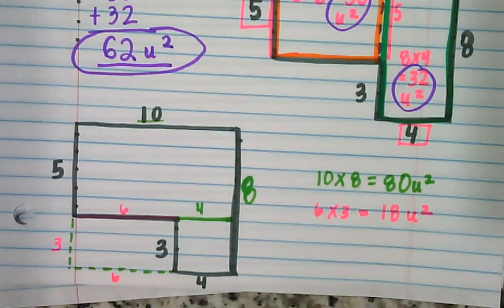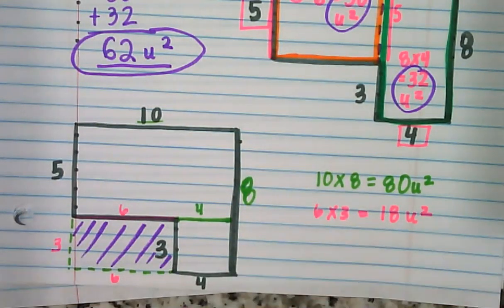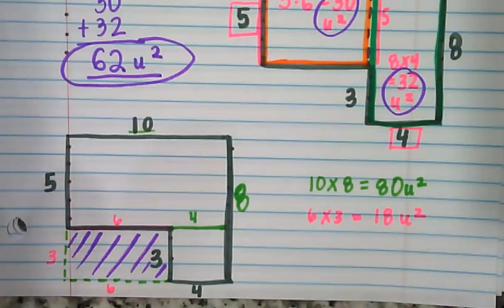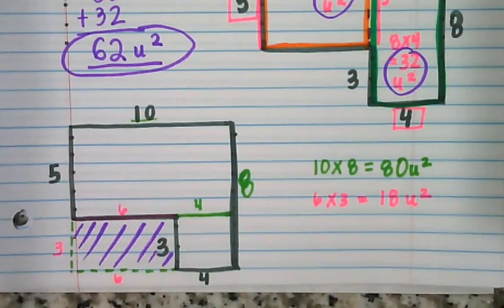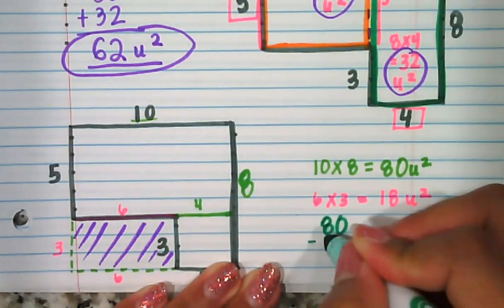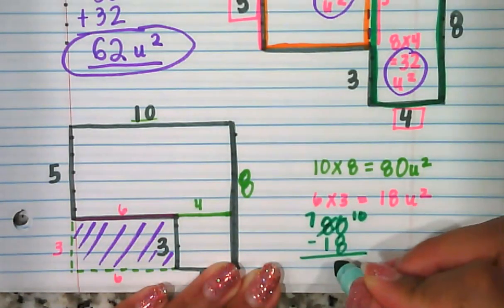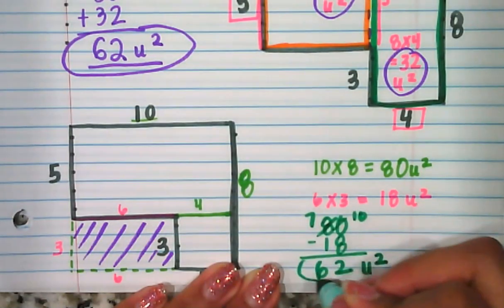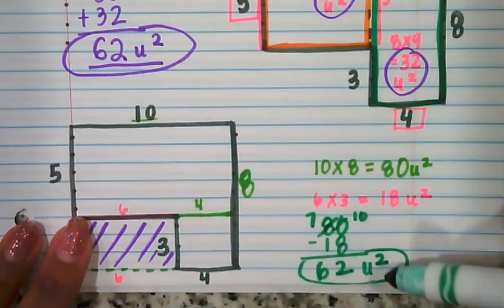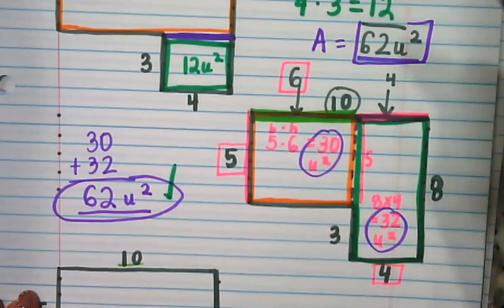So now we have to look at it a little closer. We know that this area here doesn't really exist. We added that on. We put that there. And so now, because we put it there, to find our final answer, we're going to have to subtract it away. And so let's do that. 80 minus 18, we have 10. 7, 10 minus 8 is 2. 7 minus 1 is 6. 62 units squared. This is the same answer we got here, the same answer we got here, and the same answer we got up here.